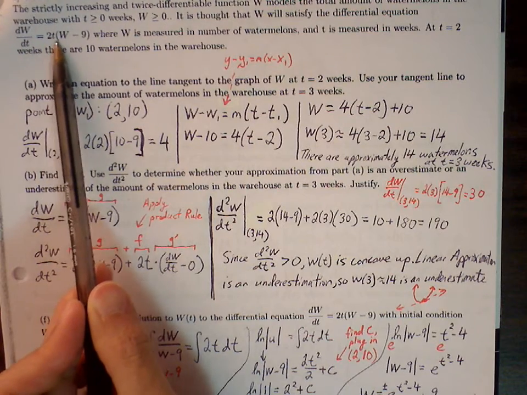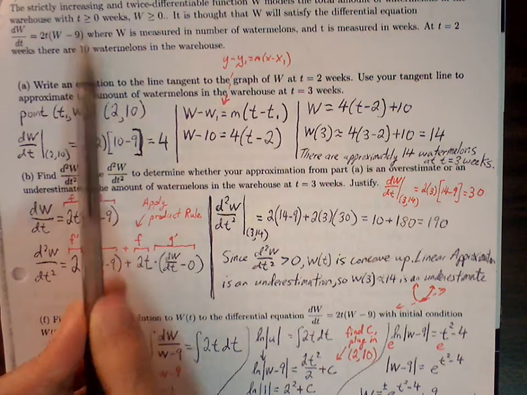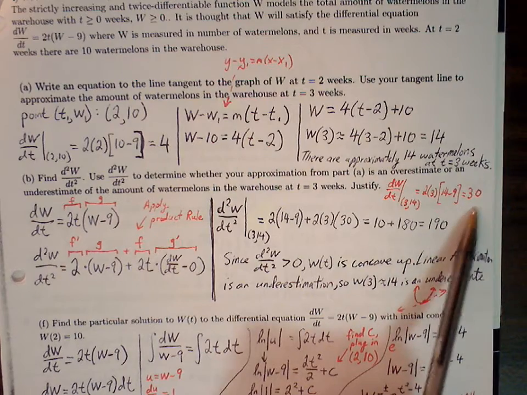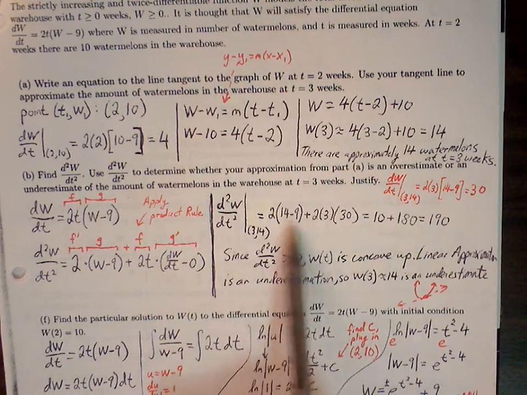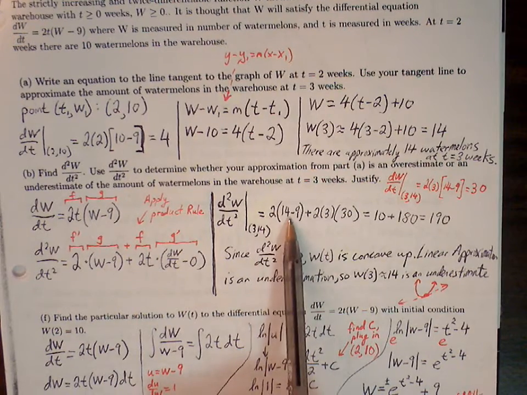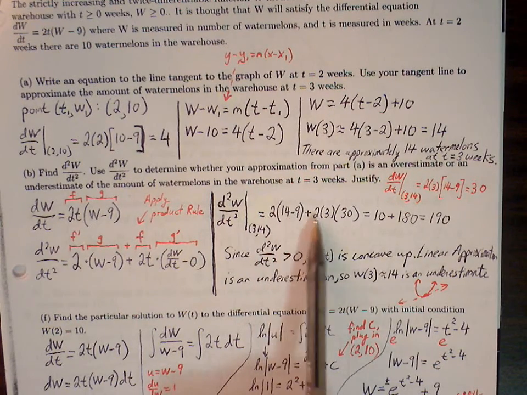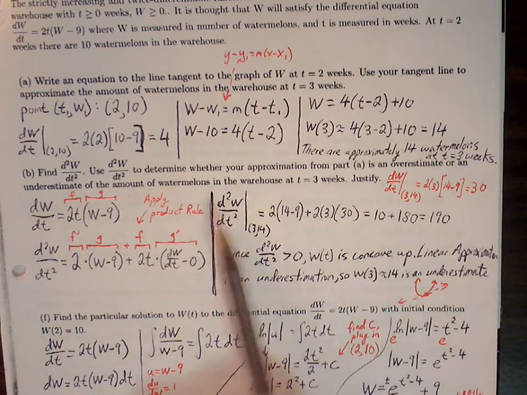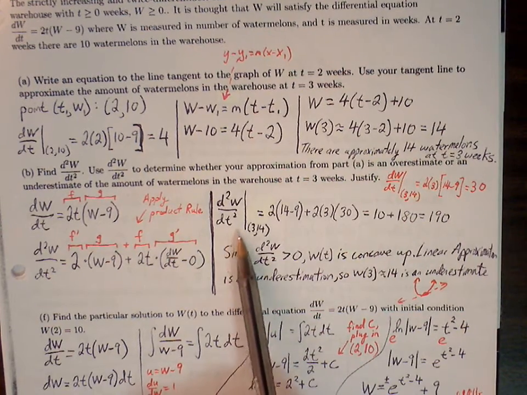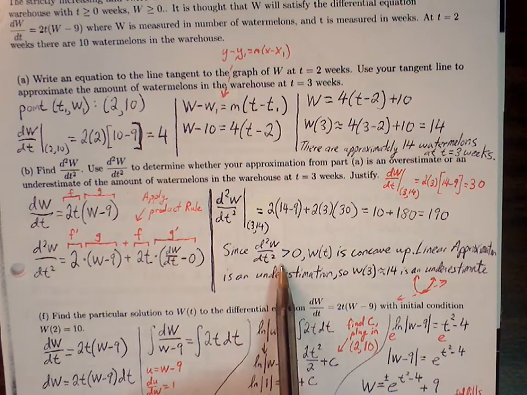So we get 2 times 3, 14 minus 9, and that gives us 30. So dw/dt at this moment in time is 30. So multiply all that together, we get 2 times 5, which is 10, plus 6 times 30, which is 180, and we get 190.